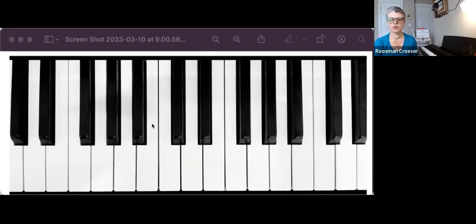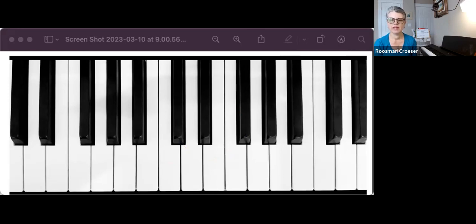A whole step then would be two half steps. A whole step can also be called a whole tone. So from C, one step, two steps to D. That is a whole step. Let's take another example. If we go from E and we go one step, two steps, that brings us to F sharp. That is a whole step. So it is irrelevant whether the keys are white or black.